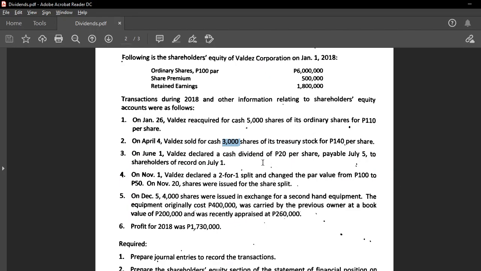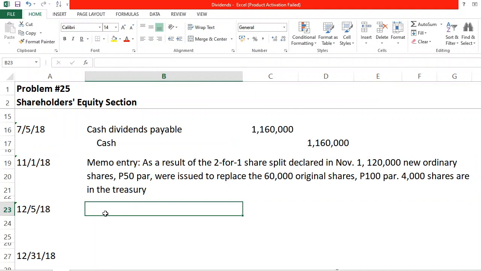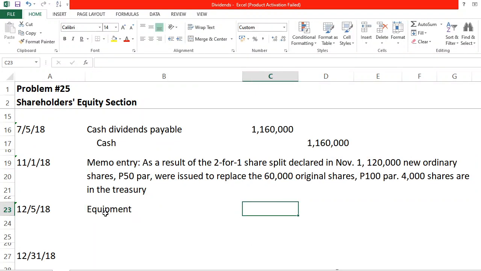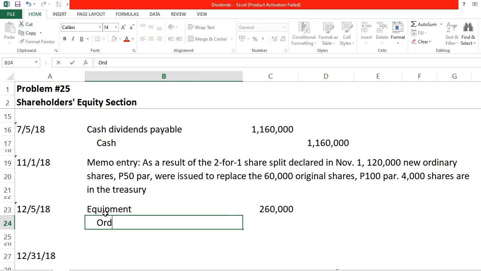Next. We have December 5. 4,000 shares were issued in exchange for a second-hand equipment. The value, 400,000 cost, and then the book value is 200, but it was currently appraised to 260, and that appraised amount is what we call the fair market value. So we are going to record that at fair market value. So we received an equipment, that's an asset, at 260 in exchange of ordinary shares.